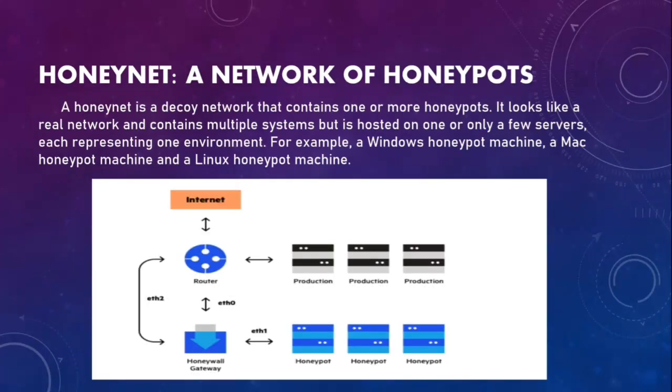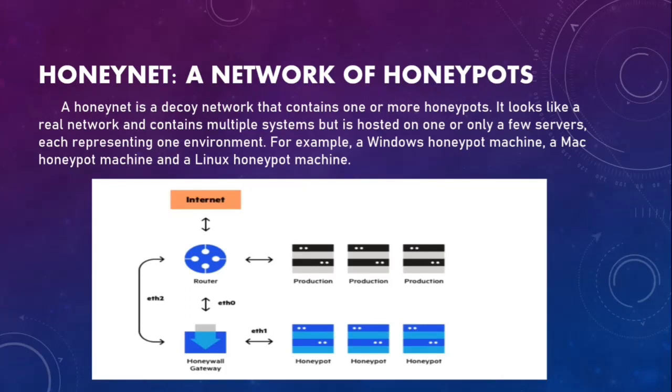Honeynet, a network of honeypots. A honeynet is a decoy network that contains one or more honeypots. It looks like a real network and contains multiple systems, but is hosted on one or only a few servers, each representing one environment. For example, a Windows honeypot machine, a Mac honeypot machine, and a Linux honeypot machine. A honeynet monitors the traffic going in and out of the network and directs it to the honeypot instances. You can inject vulnerabilities into a honeynet to make it easy for attackers to access the trap.